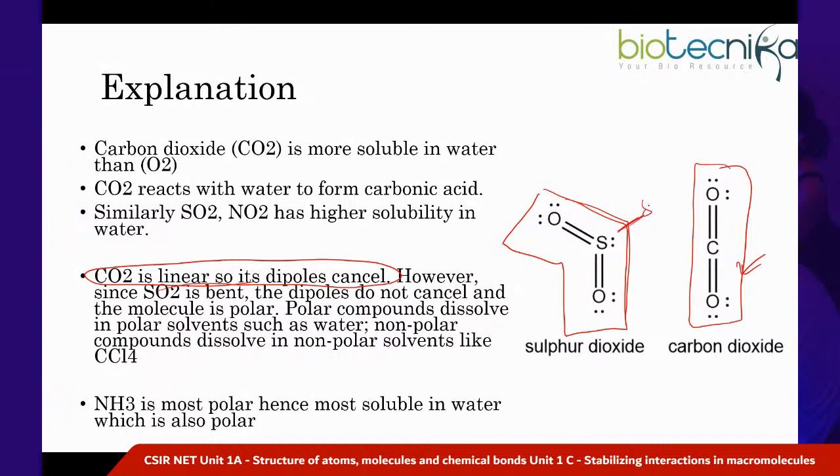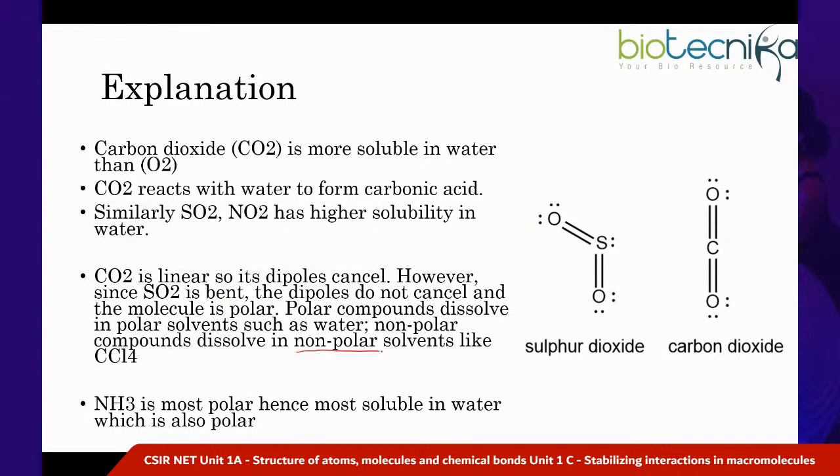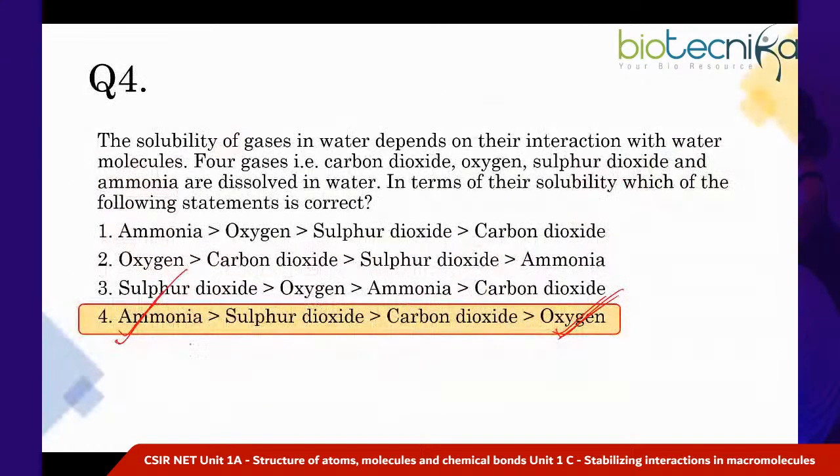So S is a little bit delta plus with a lone pair of electrons, and oxygen, being more electronegative, is delta minus. So there is a dipole, which makes it a polar molecule. Polar compounds dissolve in polar solvents such as water. Non-polar compounds dissolve in non-polar solvents like CCl4. Is this answer clear to everyone? You understood the reasoning behind it?